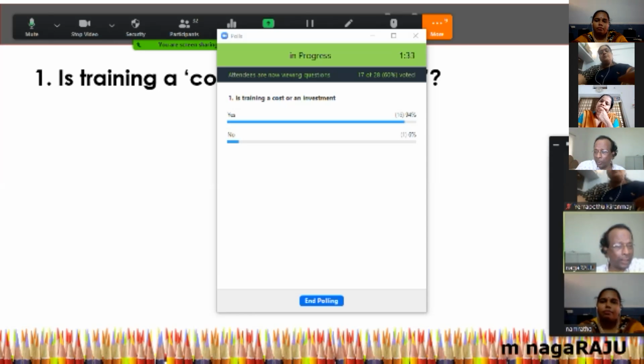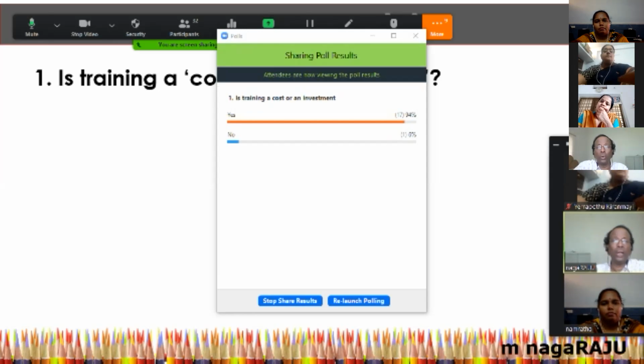I think you can end the poll and show the results. Yeah, end the poll, please. So maybe that one vote in favor of cost was perhaps done by mistake. But even if you think separately, it's not a problem. It's very obvious that every rupee that every school and college invests in training its teachers is a long-term investment.